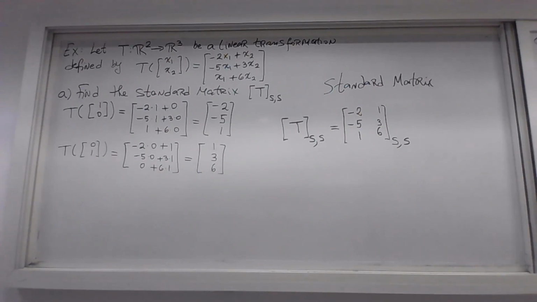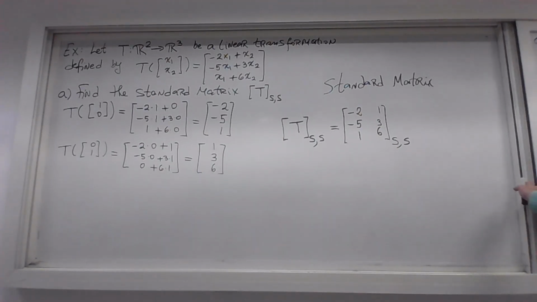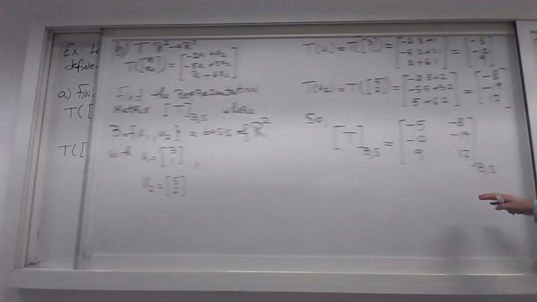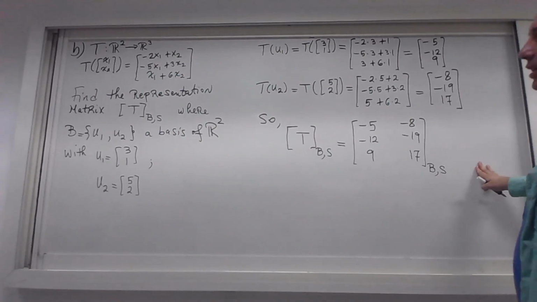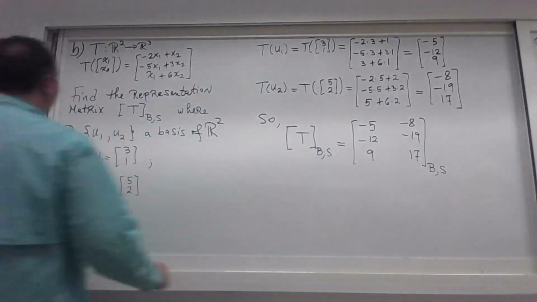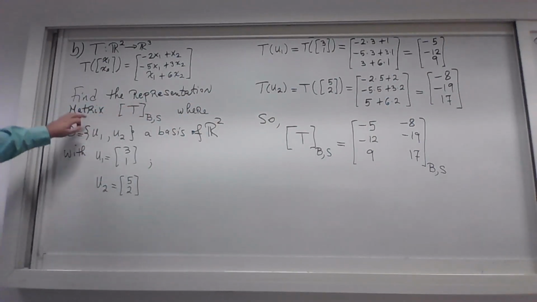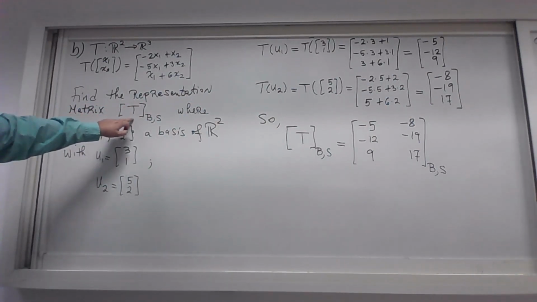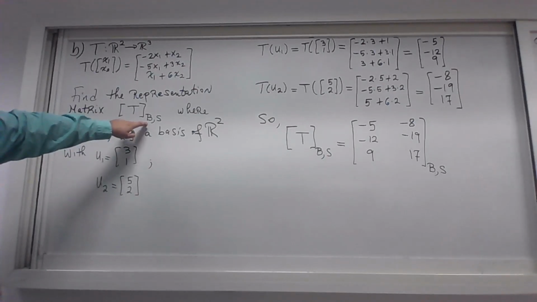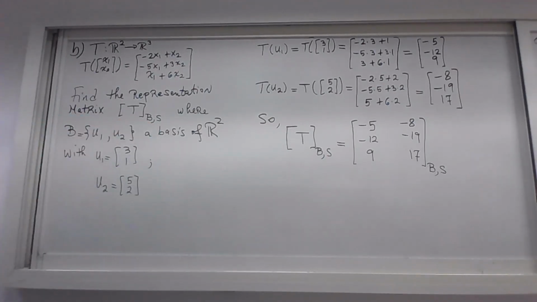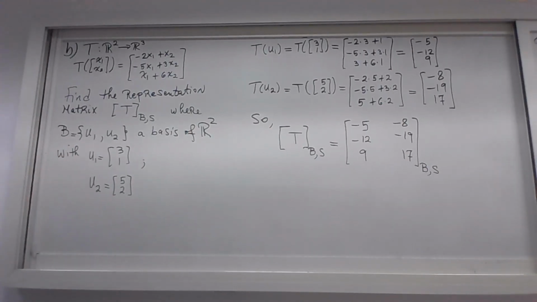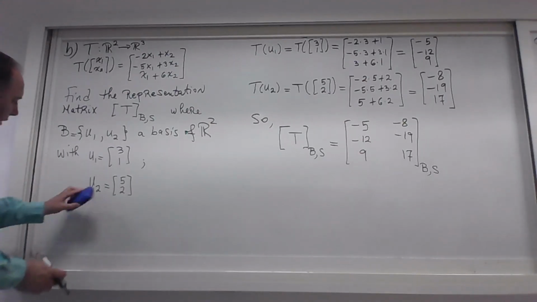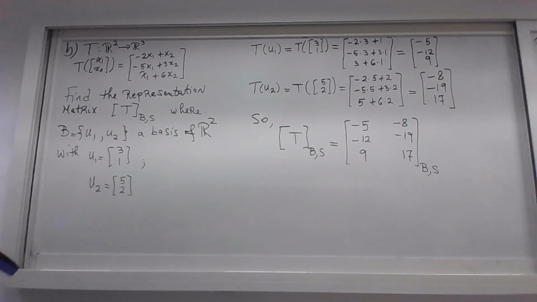So that's pretty straightforward. So let's see what happens if I take the same linear transformation, but now I'm asked to find the representation matrix of T relative to basis B for the inputs and the standard basis for the outputs. Basis B is a basis for R2, given by these two vectors, (3, 1) and (5, 2). So what do we do? Well, it's simple. We proceed as previously. We always apply the linear transformation to the basis vectors.